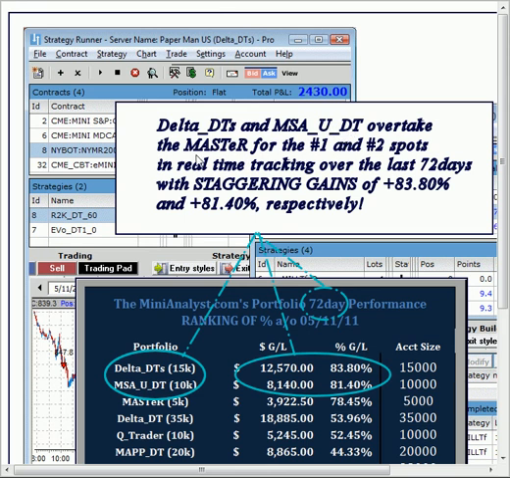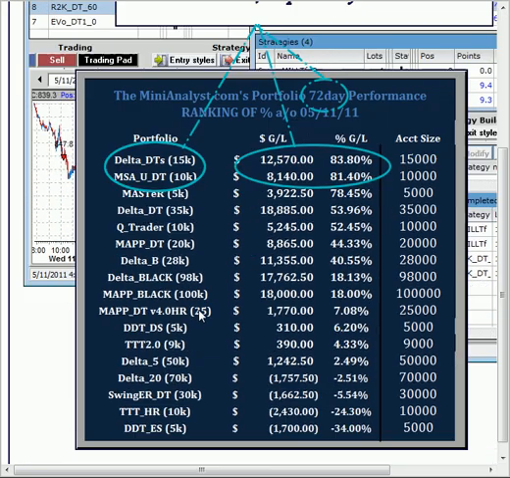Very interesting overtake. The master portfolio for the number 1 and 2 spots in real-time tracking over the last 72 days, with a staggering 83.8% and 82% return, respectively. And there you see, over the last 72 days or so, 83% return for the Delta DTS. So that's 70 days, about 3.5 months, 4 months or so. Those are trading days, of course.